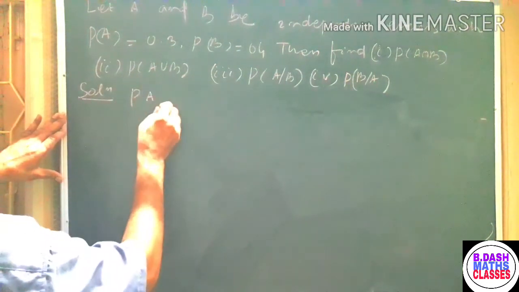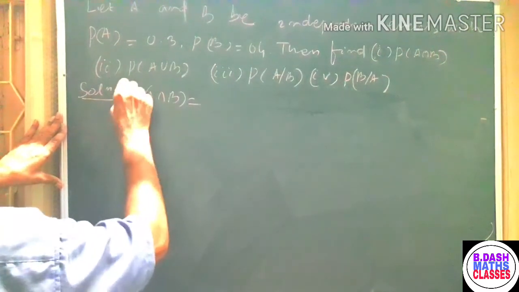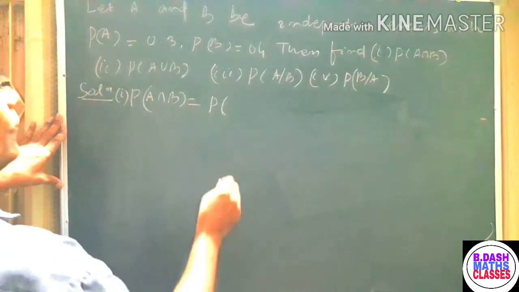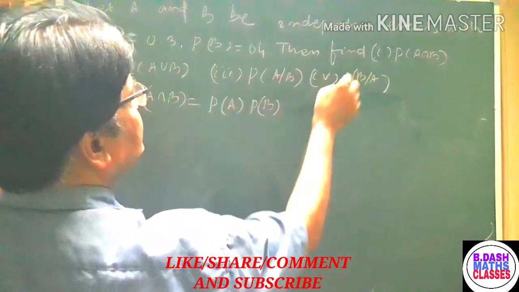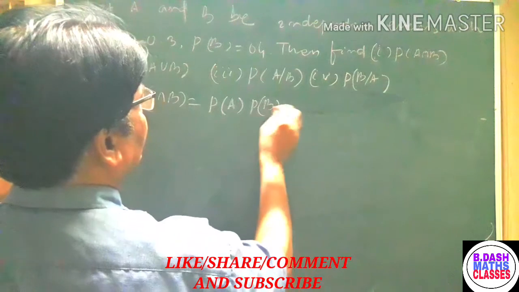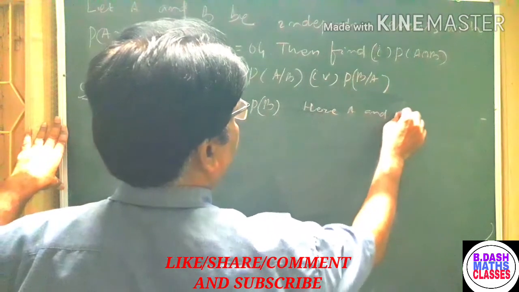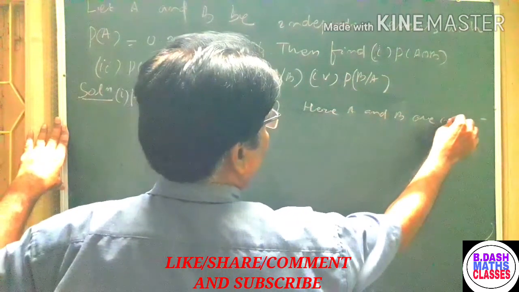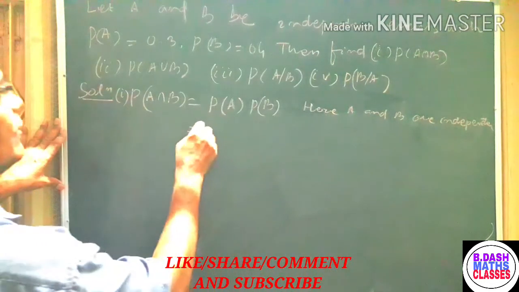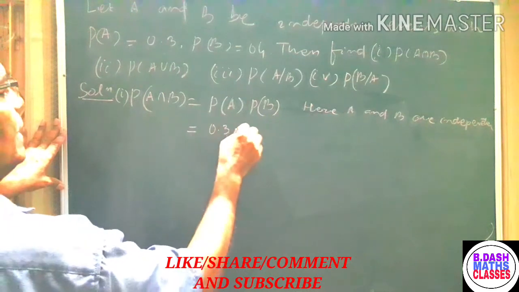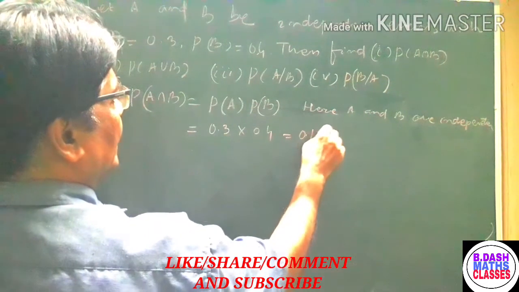P of A intersection B is equal to P of A, P of B, because the events are independent. Here A and B are independent. So this is P of A 0.3 into 0.4. This is 0.1.